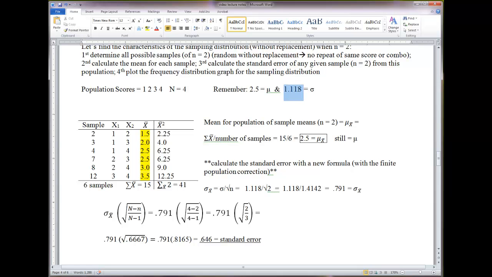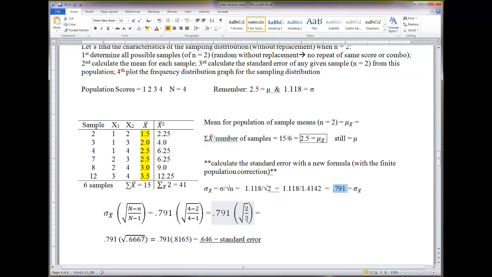Here's our population standard deviation that we calculated in class, and the sample size is 2. So 1.118 divided by the square root of 2 becomes 1.118 divided by 1.4142. You do that math, and this would be the standard error if we were sampling with replacement. But we aren't, so we have to correct for that. We can plug this 0.791 that we already found into this formula right here, replace uppercase N with the population size, replace lowercase n with the sample size, then replace uppercase N with the population size again, and subtract 1.